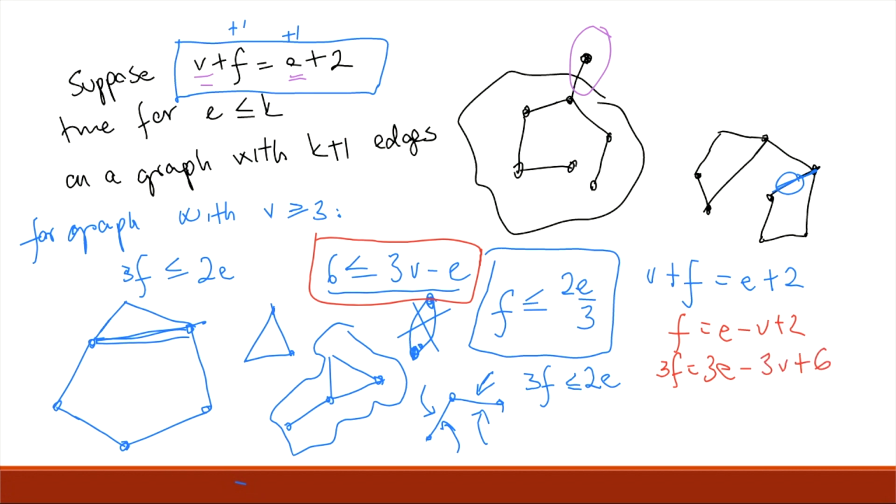So 3 faces equals 3 edges minus 3 vertices plus 6. And now we know that 3 faces is less than or equal to 2 edges, so I can just write 2 edges there. Now if you rearrange, you just get 6 is less than or equal to 3v minus e, because you just minus 3e from both sides, and then you get 3v.